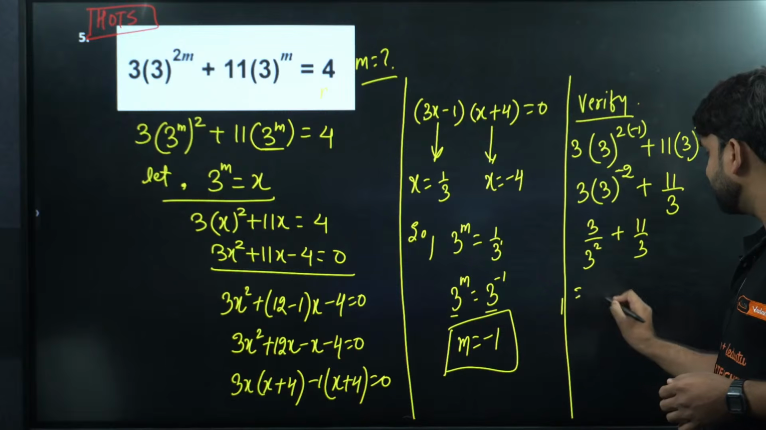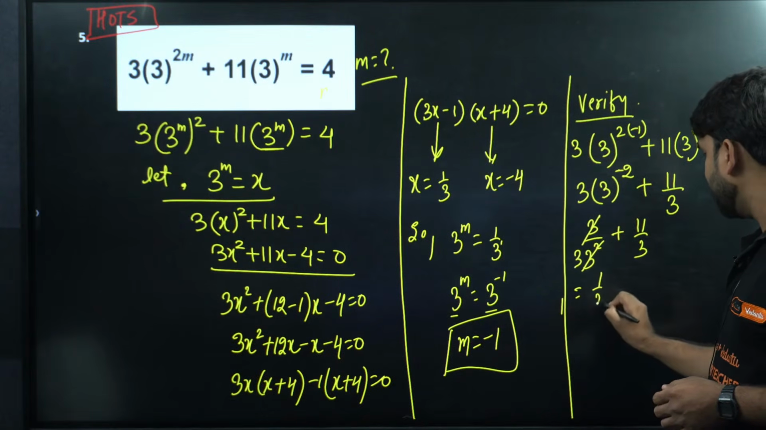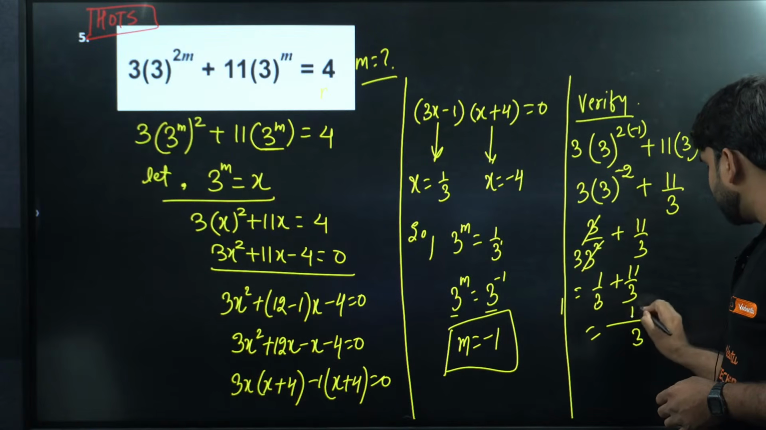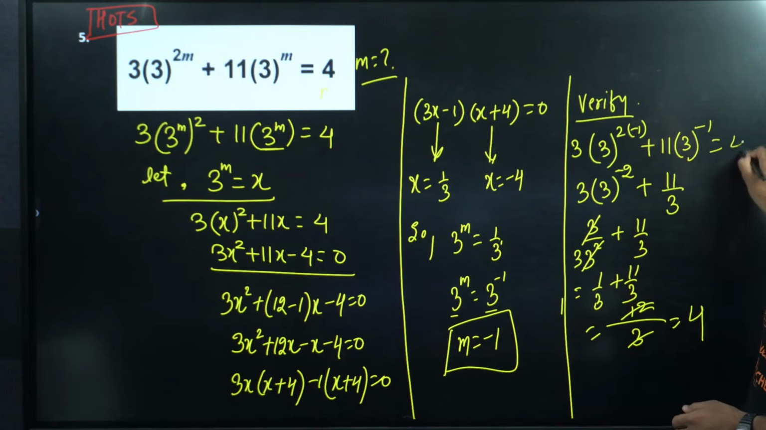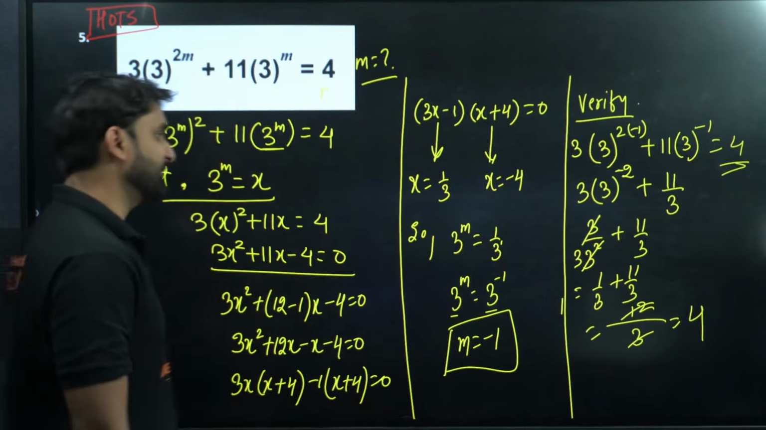Now solve this. So we can cancel this. So 1 by 3 plus 11 by 3. 11 plus 1 will be 12, so 12 by 3. Oh wow, the answer is 4, and the right side was also 4. Hence verified, m equal to minus 1 is the correct answer.